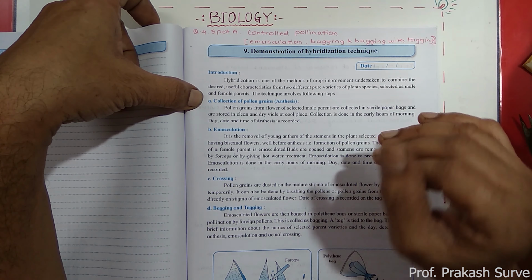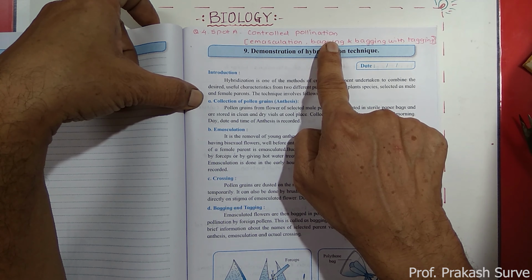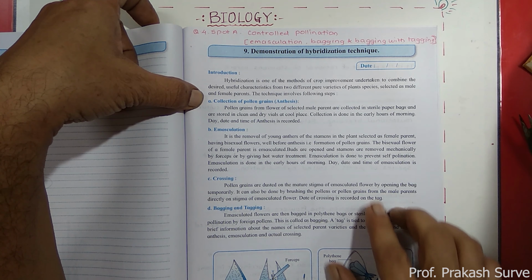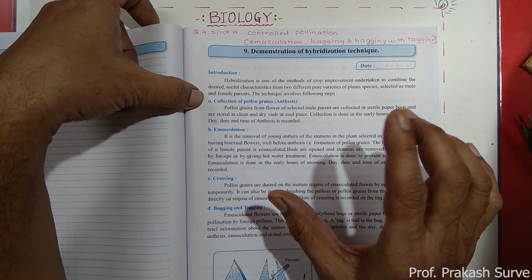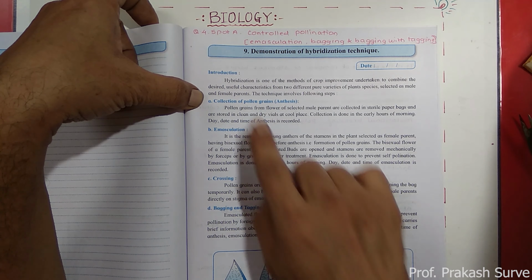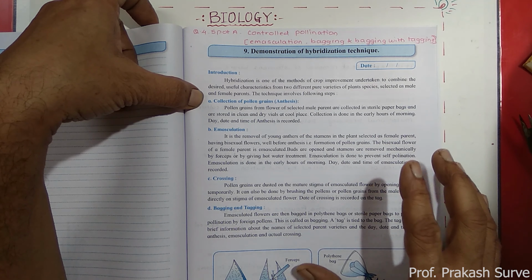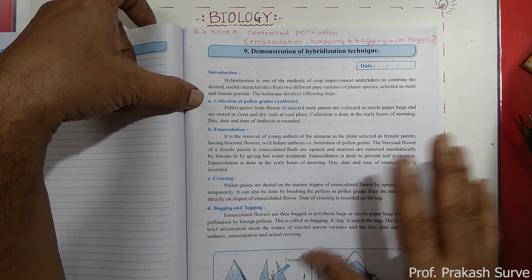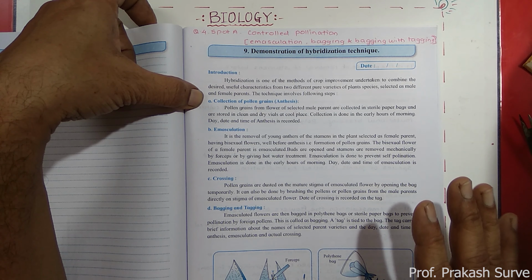And one more is additional, that is the experiment on controlled pollination, or the hybridization technique. So here only the specimen will be arranged, and you have to identify and describe it. Now I will show how this particular practical is done, but in exam time you don't have to perform anything, you simply have to identify and write the description regarding the same.